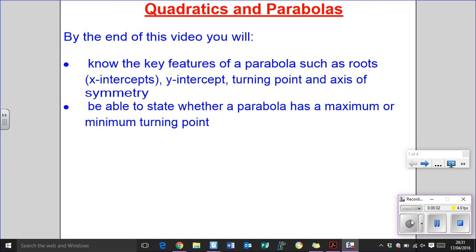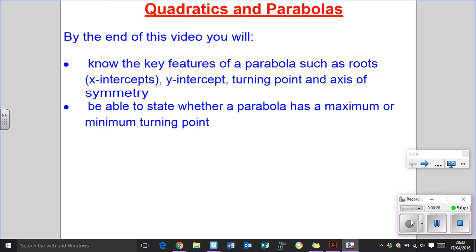Okay, so we're continuing along the lines of the topics of quadratics and parabolas, and we're moving on to looking at what a parabola actually is. So by the end of this video, you'll know the key features of a parabola, such as its roots, which are also called the x-intercept, the y-intercept, the turning point, and the axis of symmetry, and you'll be able to state whether a parabola has a maximum or minimum turning point.